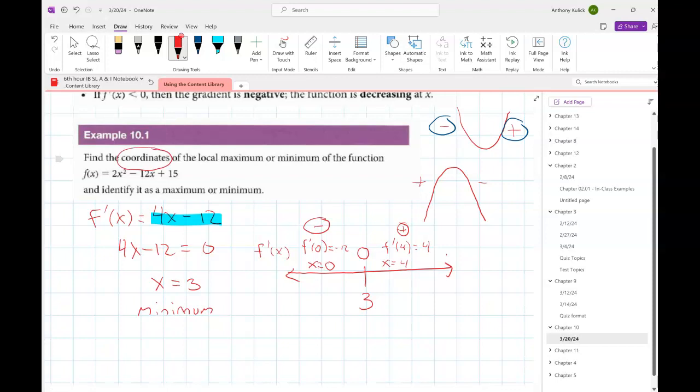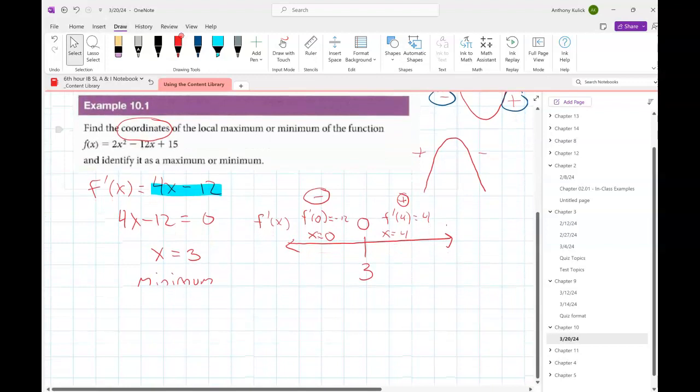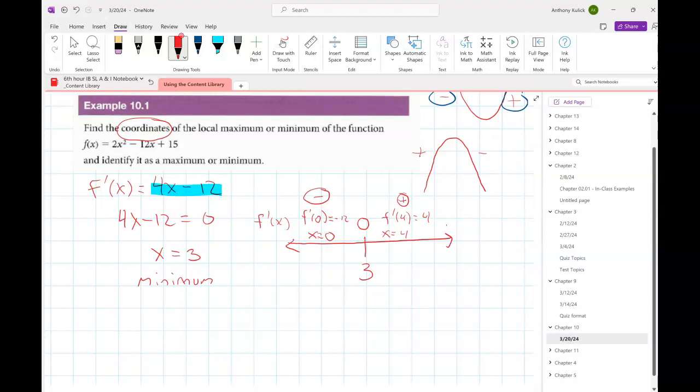Now it says it wants the coordinates. So I found the x-coordinate is 3. And I know that it's a minimum there, but how do I find the y-coordinate? Plug it into what? Not into the derivative. The derivative is giving us slope. I need to plug it into f, that's going to give me the y-coordinate. The output of the function is a y-coordinate. The output of the derivative is the slope of the function at that x value. Does that feel okay? Let's see, that's 18 minus 36 is negative 18, plus 15 is negative 3, I think.